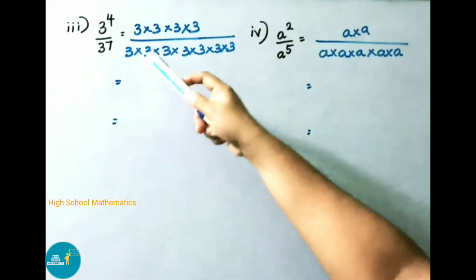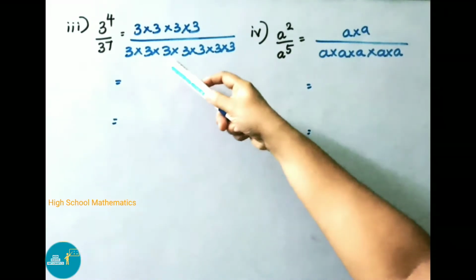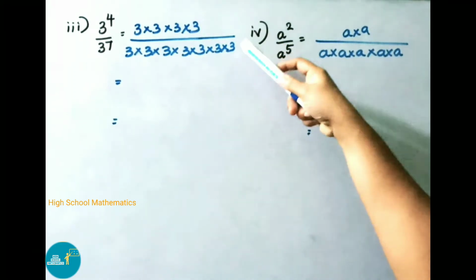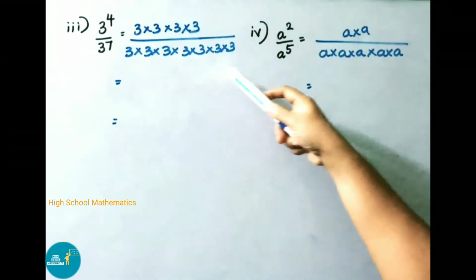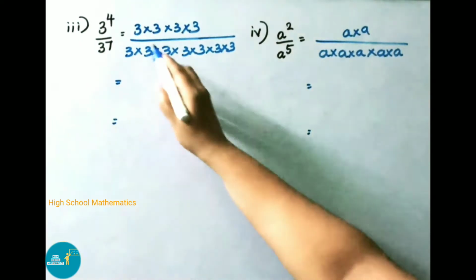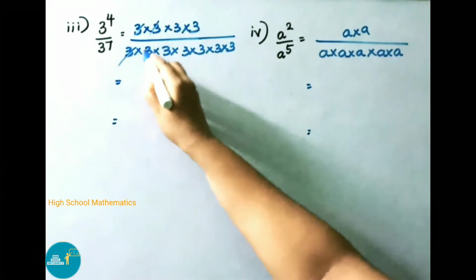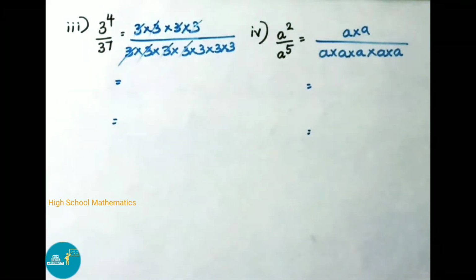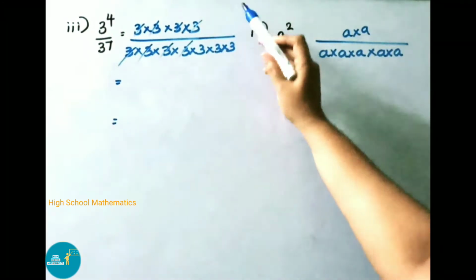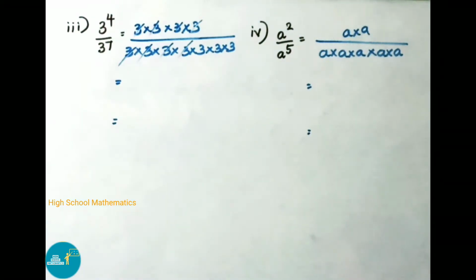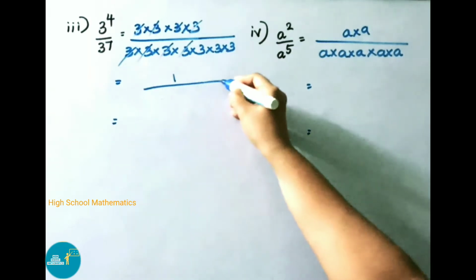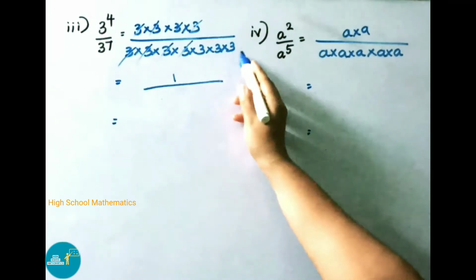See now the third sum, 3 power 4 by 3 power 7. That equals 3 power 4, which means 3 multiplied 4 times, by 3 power 7, which means 3 multiplied 7 times. Let us do cancellation now. 3 cancelled, again one more 3, again one more 3 and again 3. So in the numerator 4 3's were cancelled, below in the denominator also. So here in the numerator we are left over with 1, and in the denominator 3 times 3.